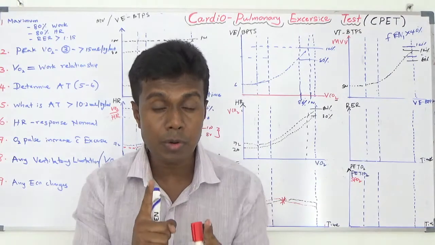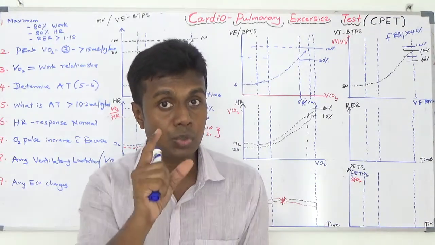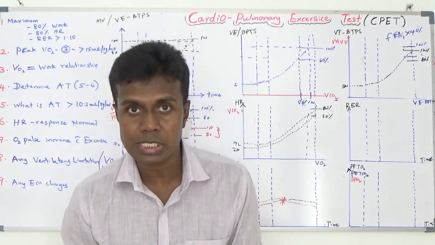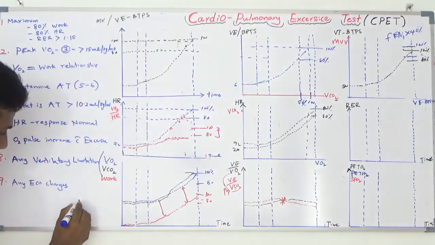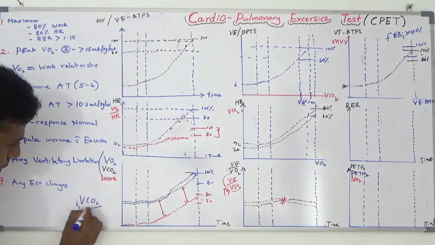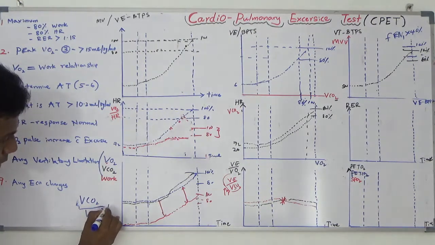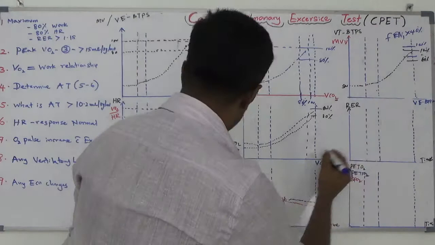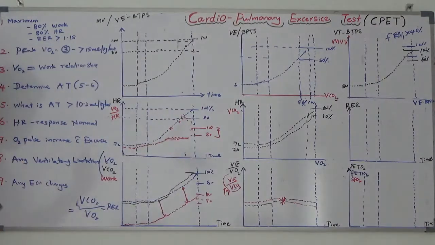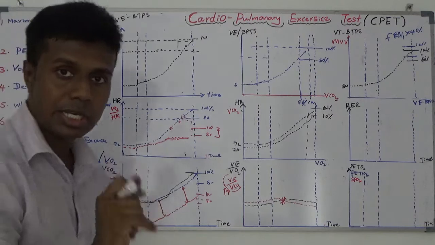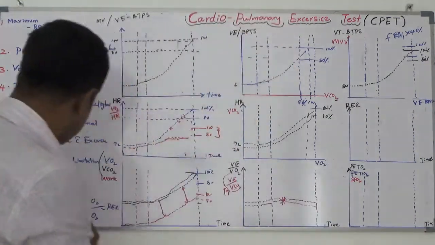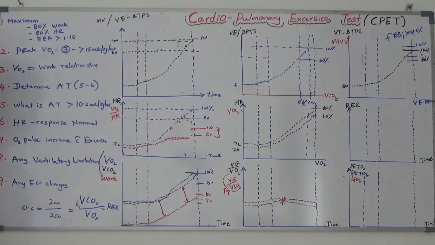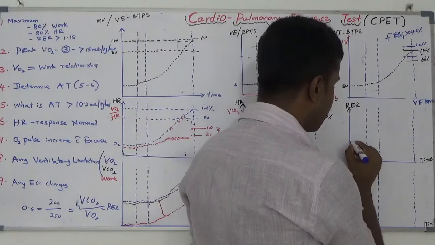As I told earlier, the respiratory exchange ratio means the amount of carbon dioxide production per unit of oxygen utilization. That means VCO2 divided by VO2 is your respiratory exchange ratio. Under normal conditions, you are going to produce 200 ml of carbon dioxide and utilize 250 ml of oxygen. Your respiratory exchange ratio is roughly this one divided by this one, 0.8. So your starting point should be somewhere here, 0.8.